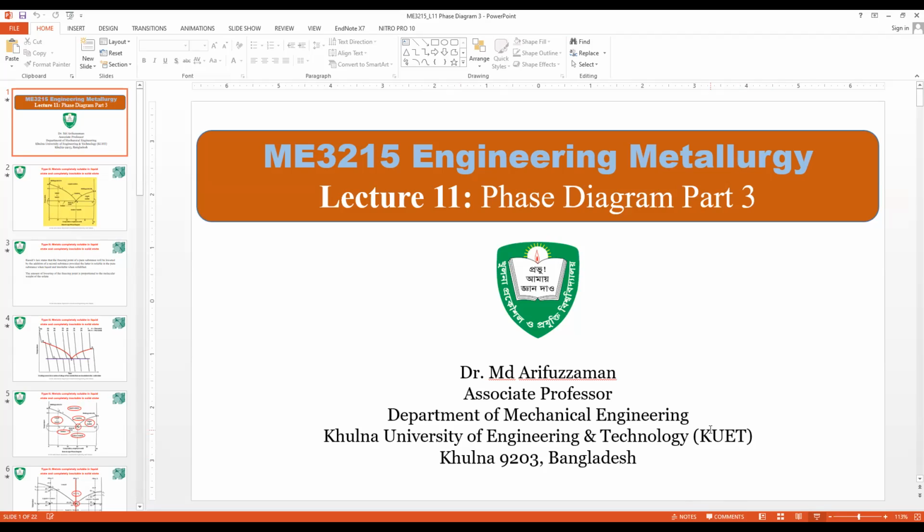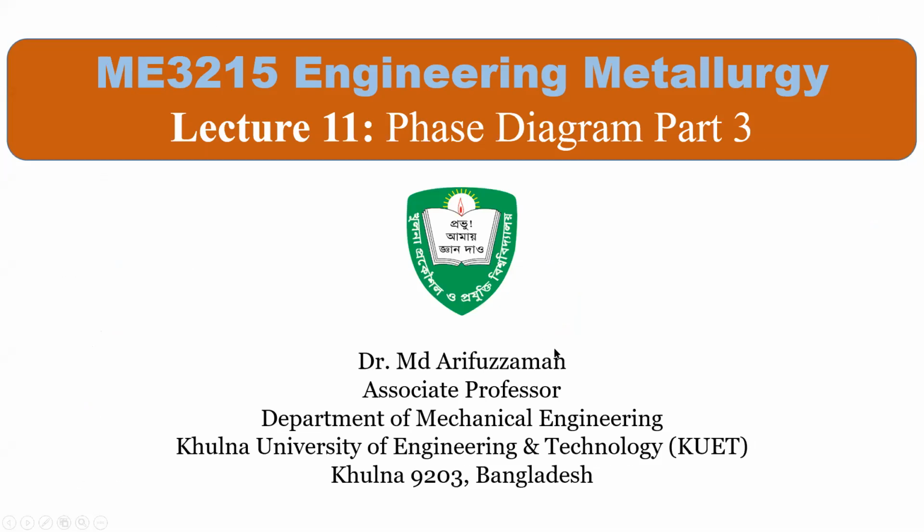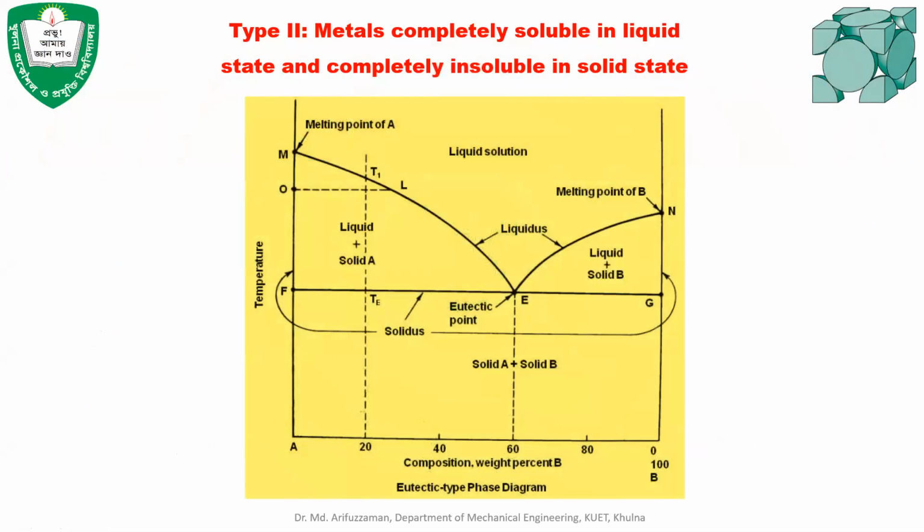And today we are going to study the type 3 phase diagram. In the case of type 3, it has the basic characteristic of the type 2 diagram. Type 2 diagram is for metals completely soluble in the liquid state and completely insoluble in the solid state. The first one was metals completely soluble in the liquid state and completely soluble in the solid state. But in this case, in the solid state, the metals will not be completely soluble.